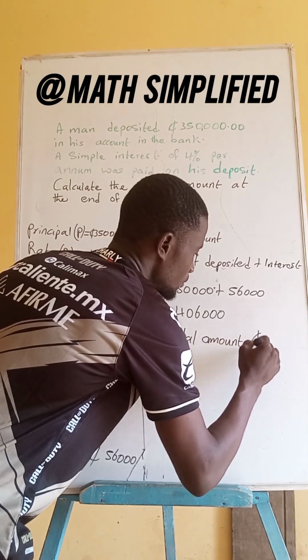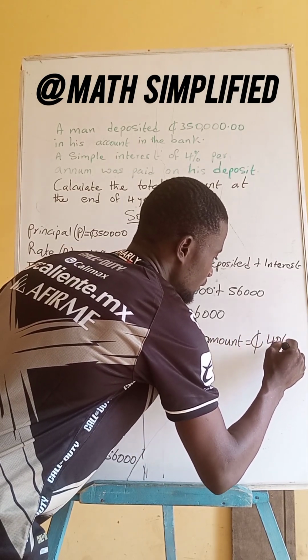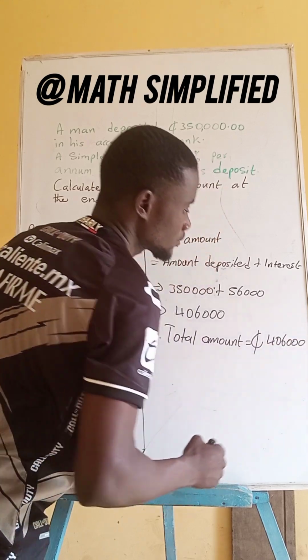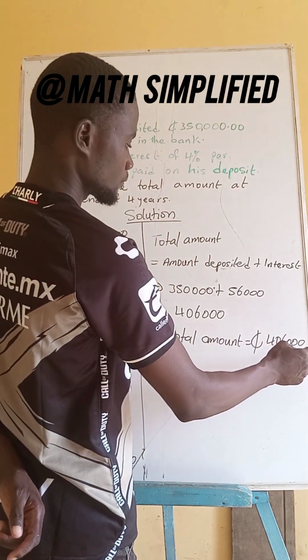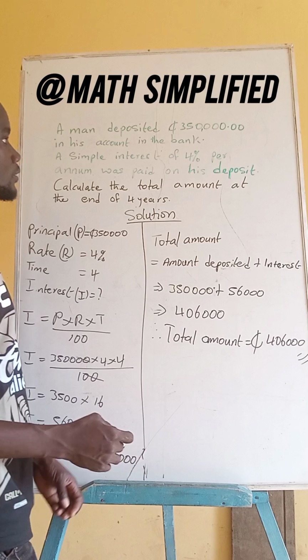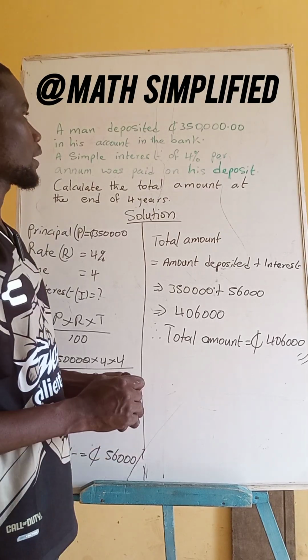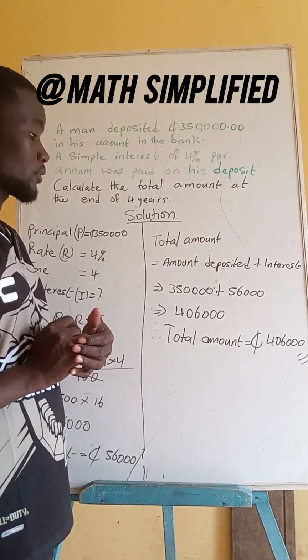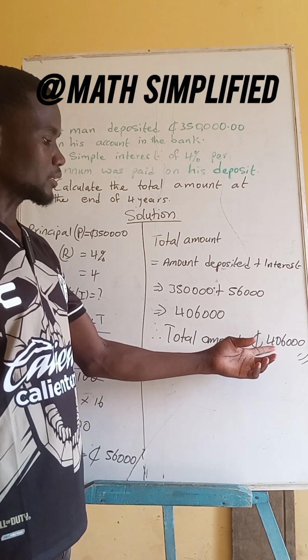Therefore, the total amount is equal to 406,000 cedis. He deposited 350,000 cedis. So at the end of 4 years, you'll be getting 406,000 cedis.